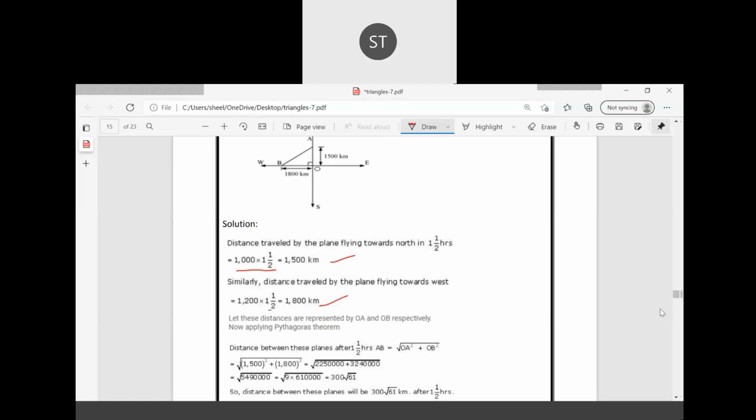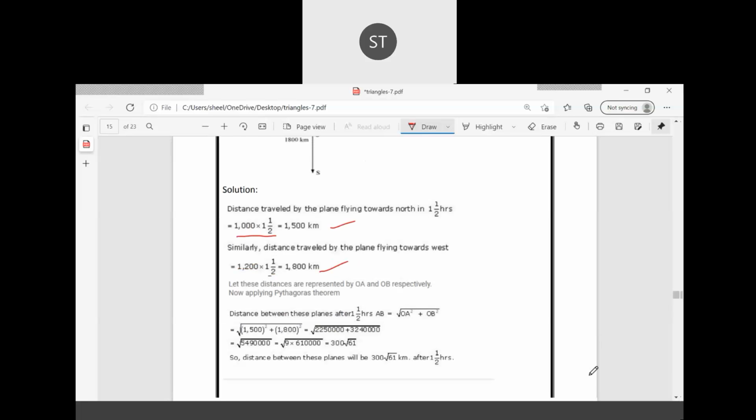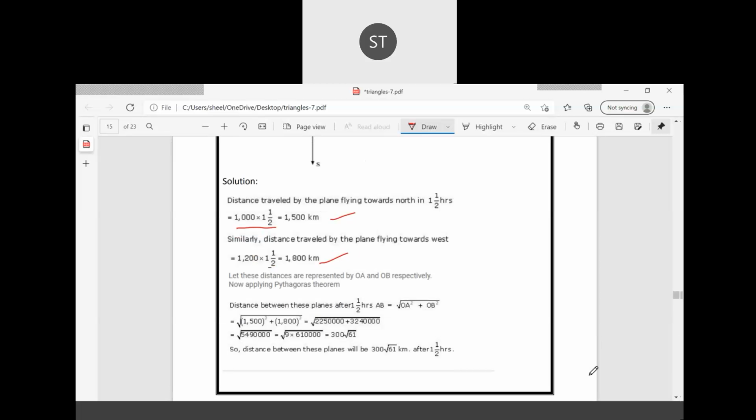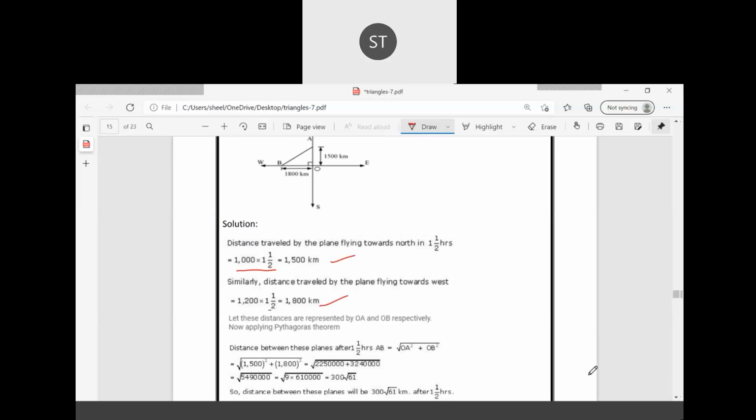We know that AB is equal to root of OA square plus OB square only. So that means 1500 square plus 1800 square. Substitute, you will get the value 300 root 61 only. So this is again application of the Pythagoras theorem only. One is the north direction and the other is the west direction, speed is given and the time is given. So respectively we have calculated the distance.